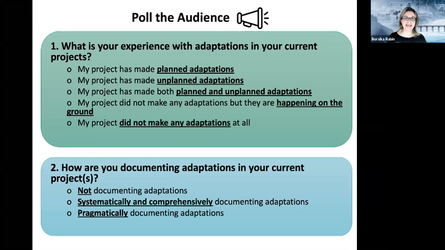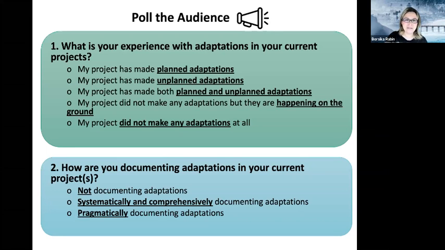Wonderful. And so we can see here the results. For the first question, it looks like there is a nice variation, with most of the projects, 52% of respondents, reporting that they made both planned and unplanned adaptations. It looks like there was only one person who reported no adaptations at all, and then others reported across the other options.